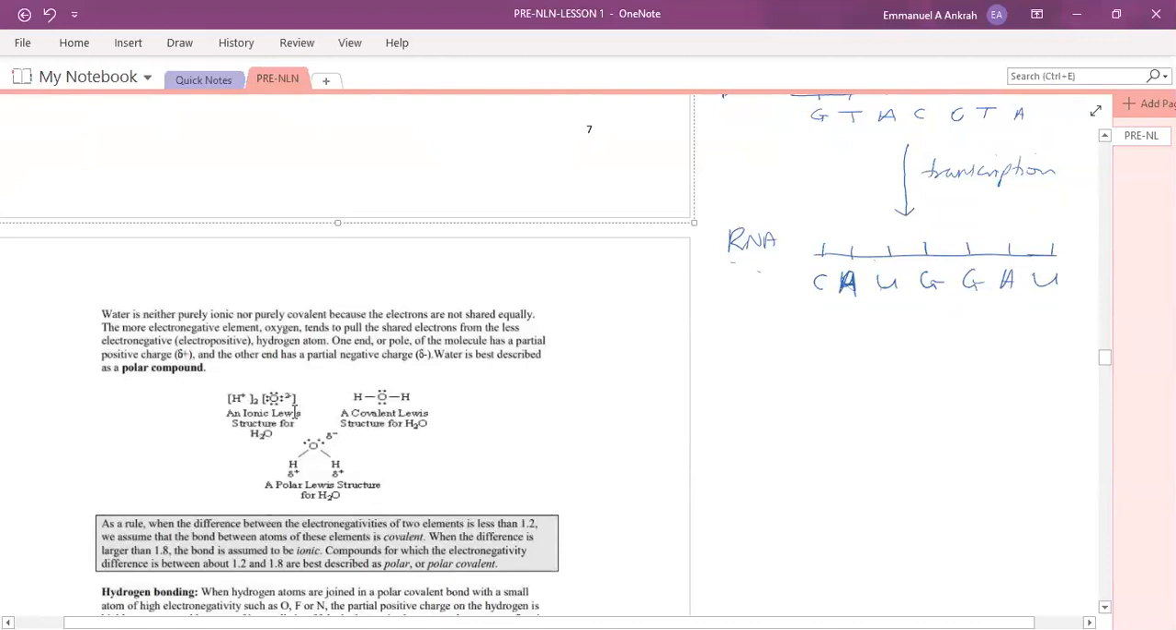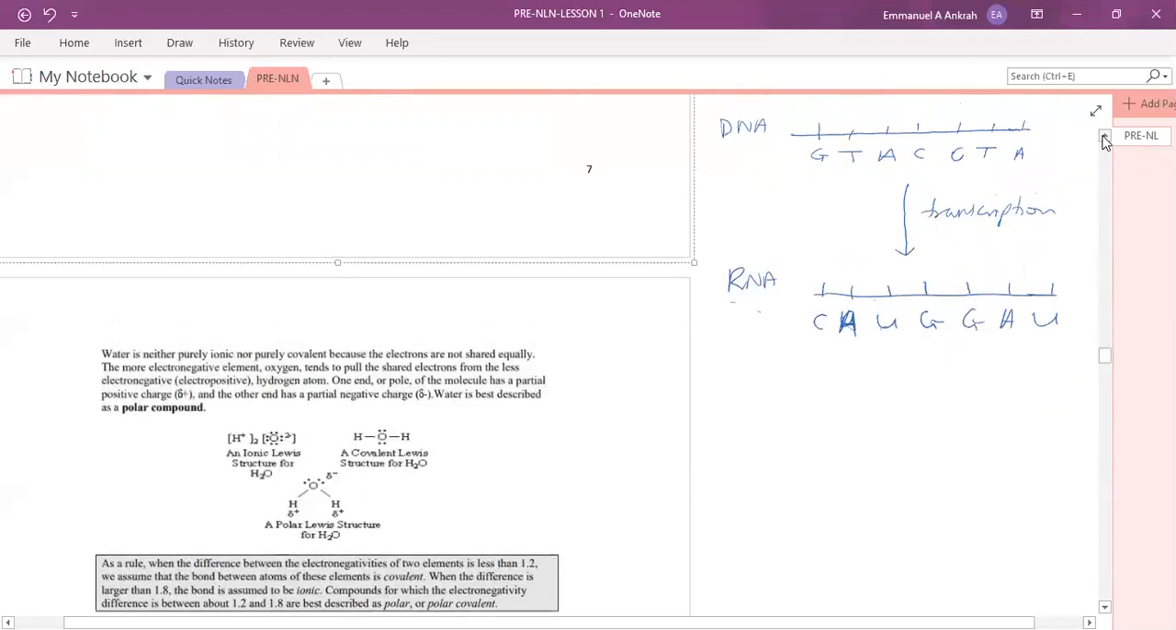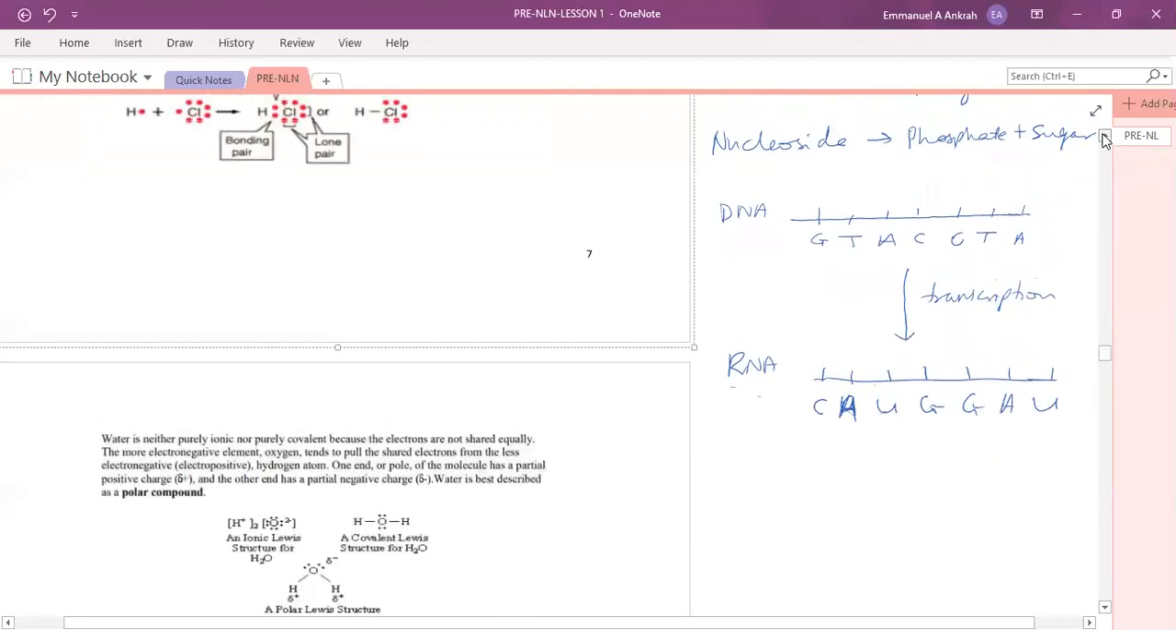Now, let's look at water. Water is also formed using a covalent bond, right? I'm going to draw the water molecule here. So H with oxygen and hydrogen, that's H2O, right? H2O, water. 2 hydrogens bonded to oxygen like this. Okay.